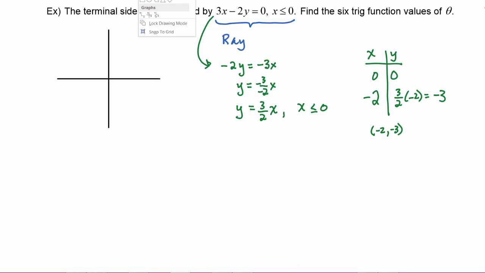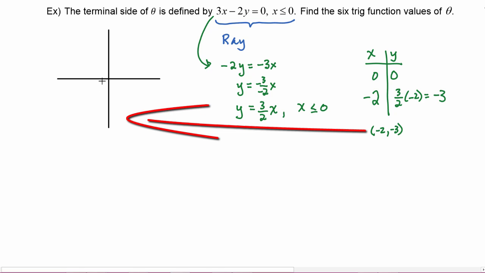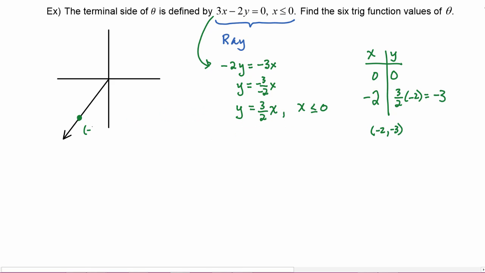So now we can come on over here. We know our ray goes through (0, 0), and we know it goes through (-2, -3). So we can plot that point. And this would be theta.